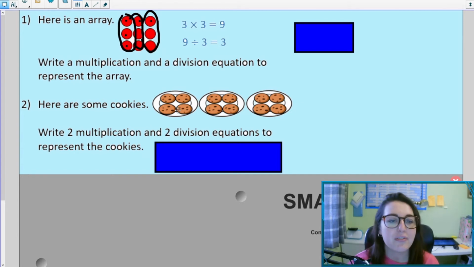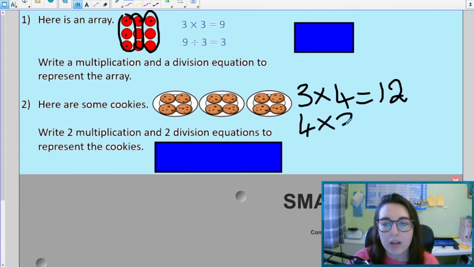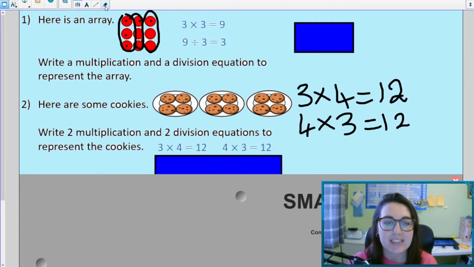Okay, so if we start with our multiplication sentences, we have 3 groups with 4 in each group. 3 groups of 4 equals 12. We have also got 4 things in each group multiplied by 3 groups equals 12. So they are our 2 multiplication sentences there.